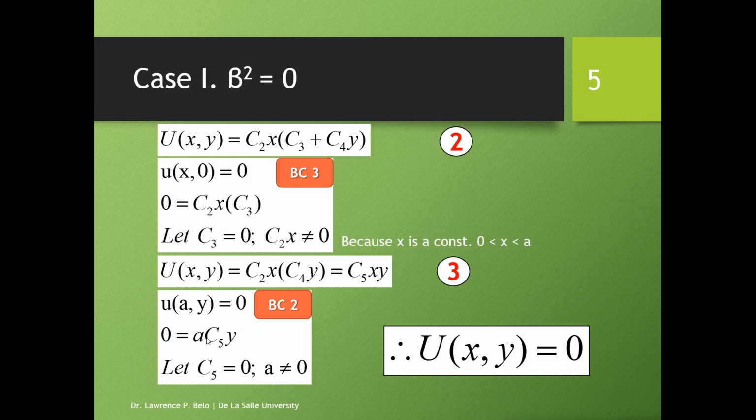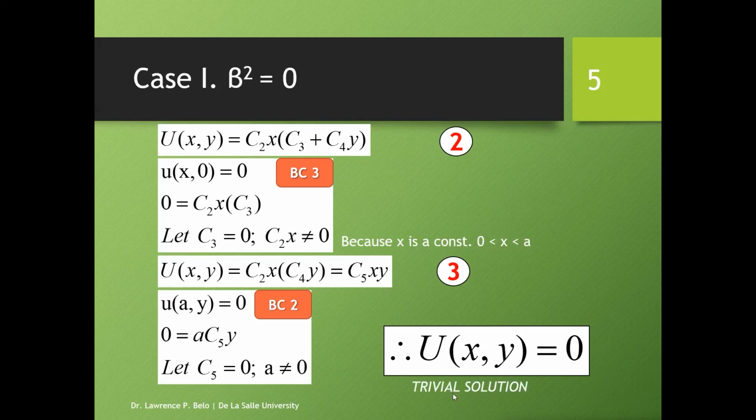So here, the only thing that can be 0 is C5. But we have a problem, guys. If your C5 is 0, look back at number 3. 0 times XY, so it will always be 0. So the U, XY is 0.